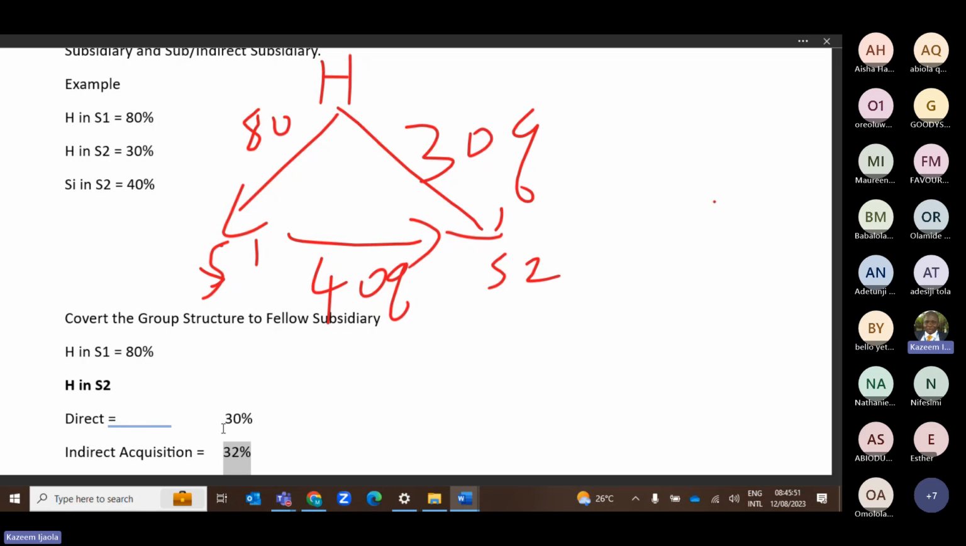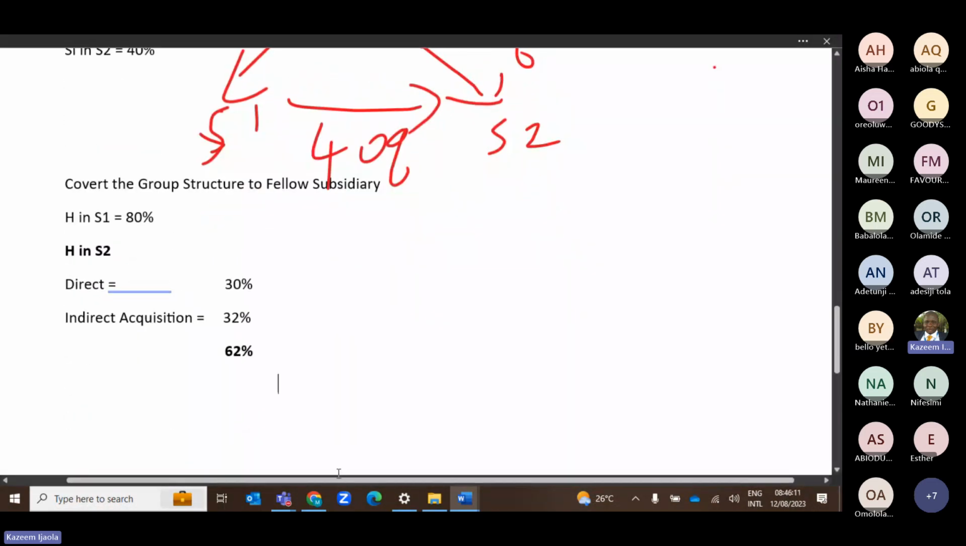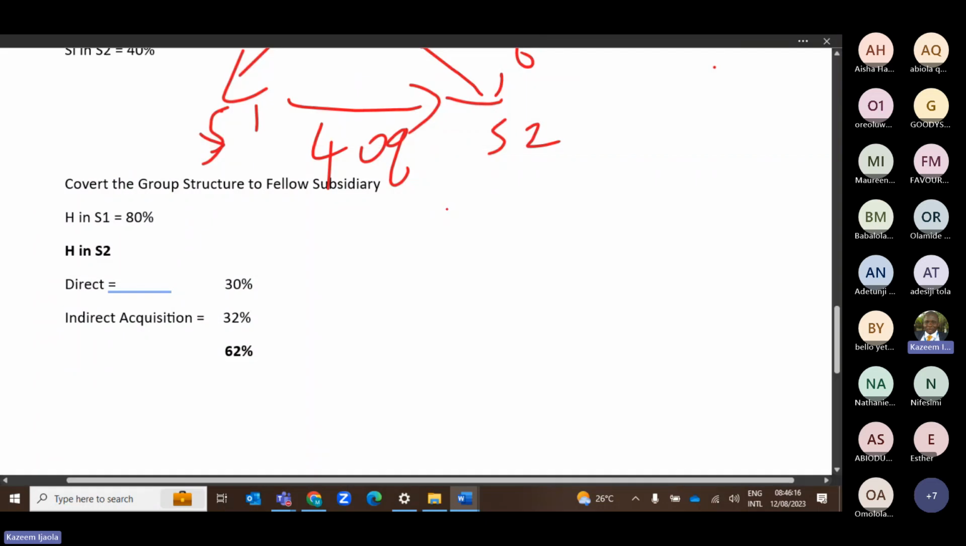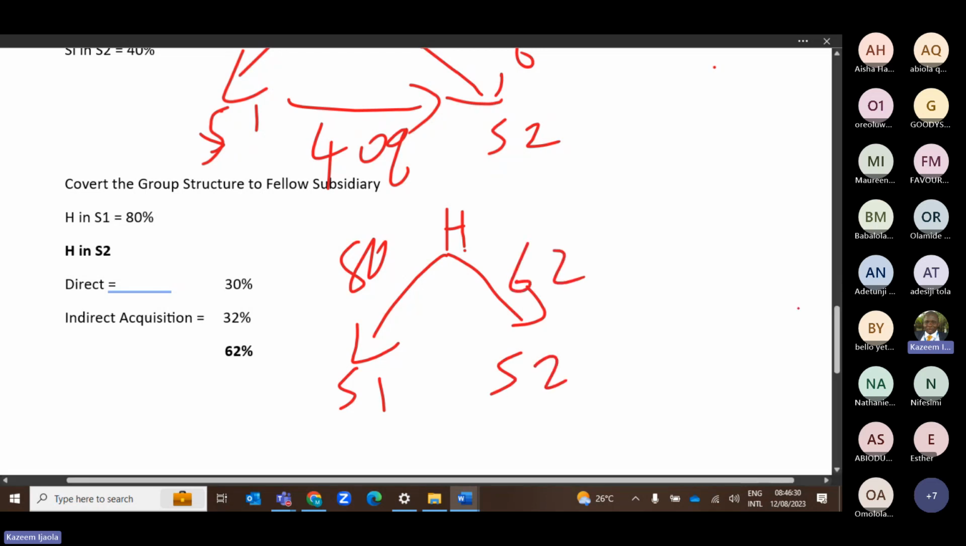So that means the total H in S2, the total is going to be 62, right? Yes. So this is the total for H in S2, 62. Perfect. So your new group structure will look like this. You have your parent, H in S1, which is 80, and H in S2, which is 62. Please, who doesn't understand this analysis?